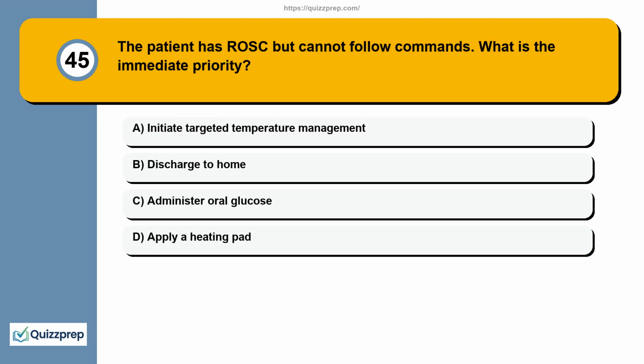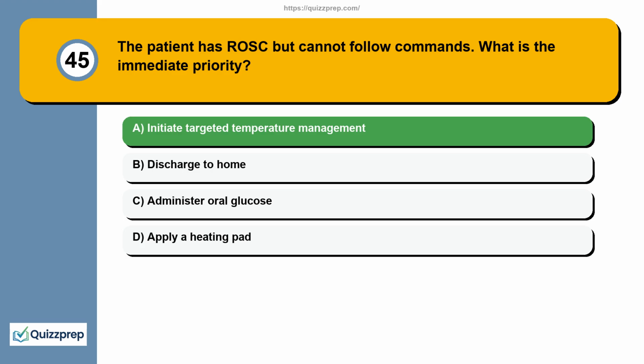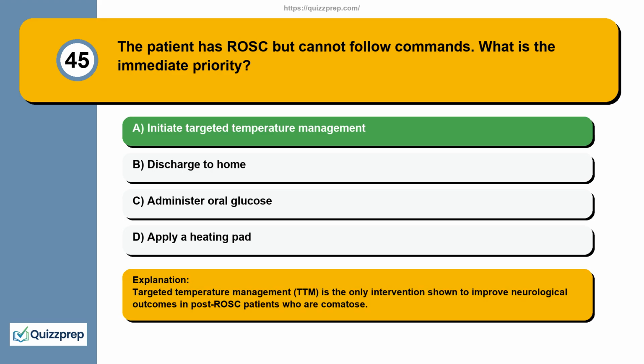Question 45. The patient has ROSC but cannot follow commands. What is the immediate priority? Initiate targeted temperature management, discharge to home, administer oral glucose, apply a heating pad. Targeted temperature management, TTM, is the only intervention shown to improve neurological outcomes in post-ROSC patients who are comatose.